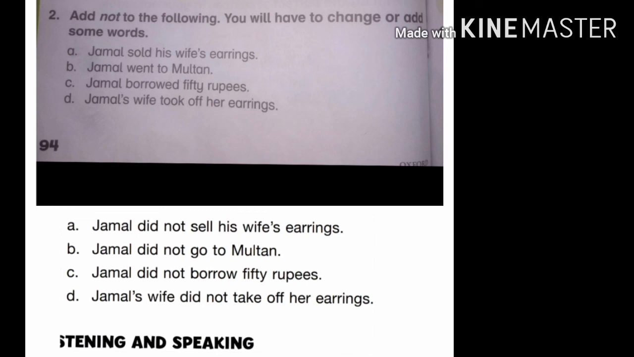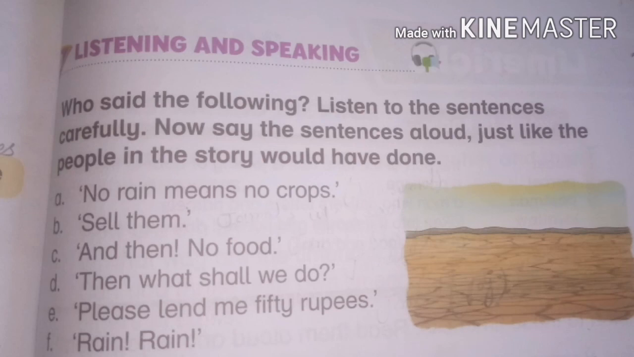Come to the next page, that is page number 95. D, listening and speaking. Who said the following? Listen to the sentences carefully. Now say the sentences aloud, just like the people in the story would have done. These lines are actually dialogues of the characters of the story, and we have to figure out who said these words, and we have to repeat these words aloud.